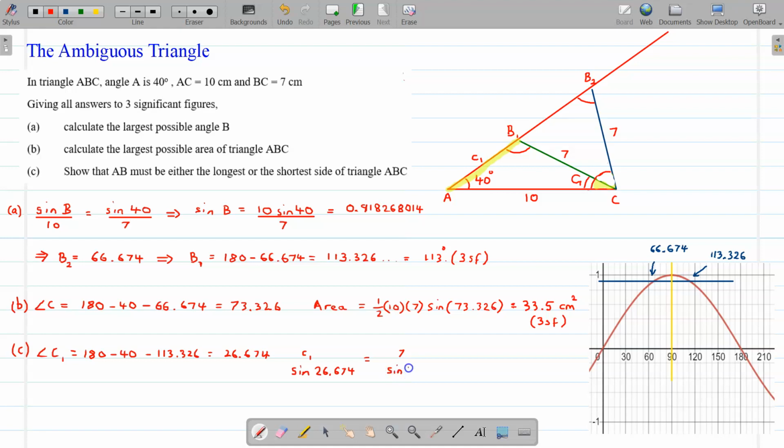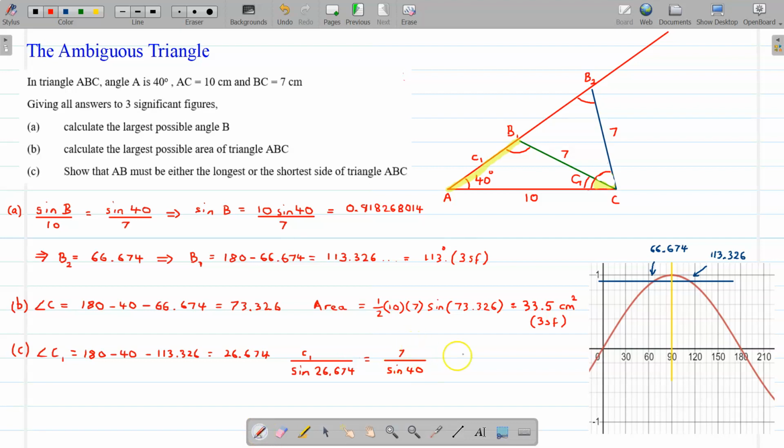Now notice that this time, because the unknowns are lengths, I'm using the sine rule upside down. Here we use sine 40 over 7 and sine b over 10. Here we're using the length over the sine of the angle and the length over the sine of the angle, which is often what we do with the sine rule. It's easier to have the unknowns on the top of the fraction.